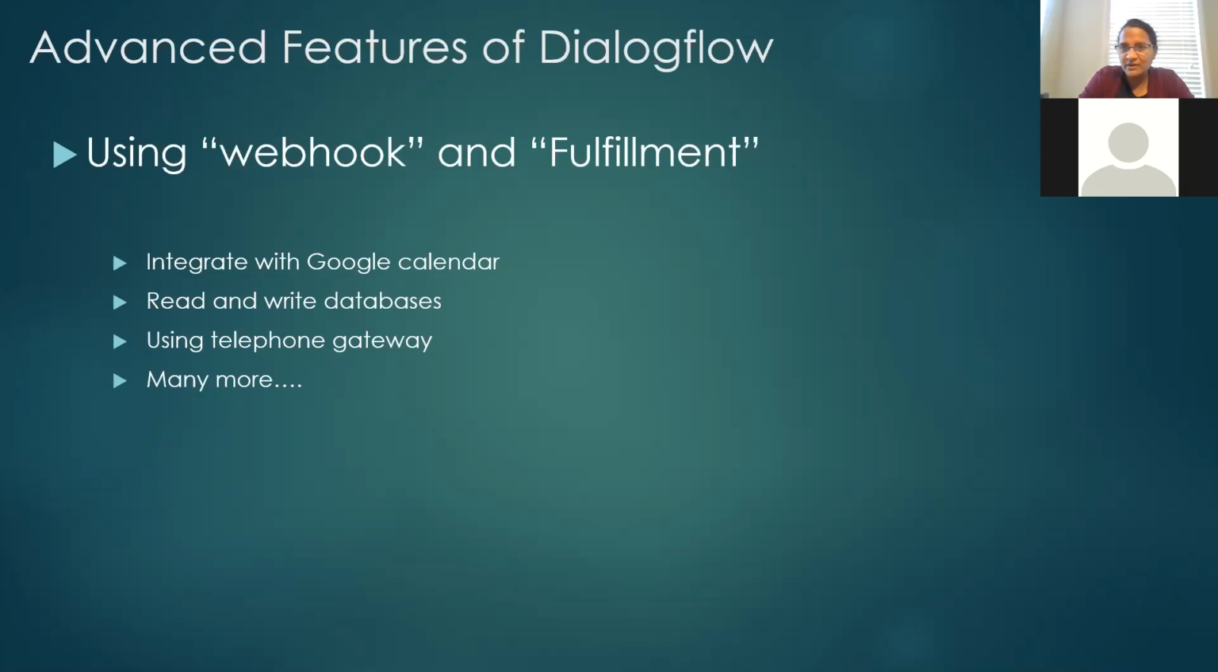So you can make an appointment scheduler with Dialogflow. You can read and write in databases. You capture the information from the user and then write it in a database, like if you are capturing the names of your clients or customers. Similarly, if you have a database, you can read information from there and give it to the user. You can use a telephone gateway also, where you can integrate it with a telephone and it can automatically dial or do a lot of things. And more and more things can be done with Dialogflow.